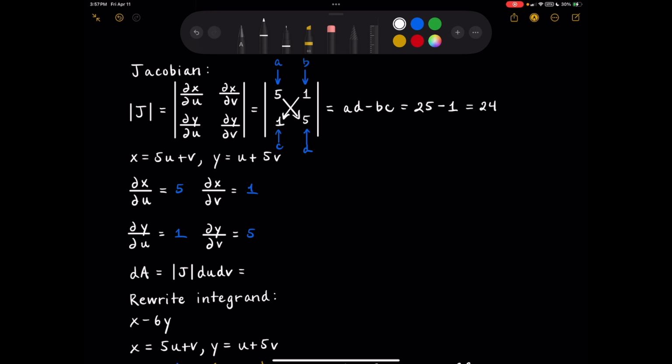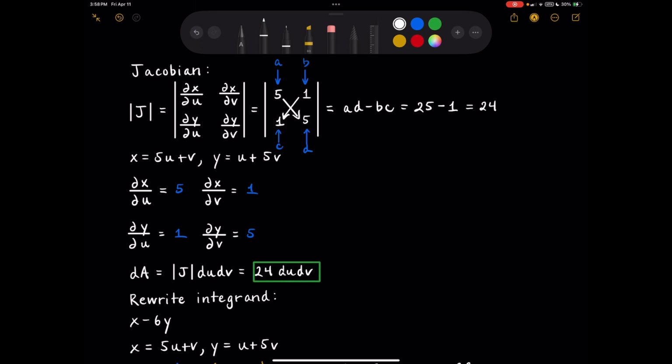So now we found our Jacobian, and that means we can find out what our dA is going to be. So later we'll talk about changing the order of integration, but for now I'll leave it as du dv. So our dA will be equal to the Jacobian, which is 24, and then du dv. So let's put a green box around that so that we can hold on to that for later.